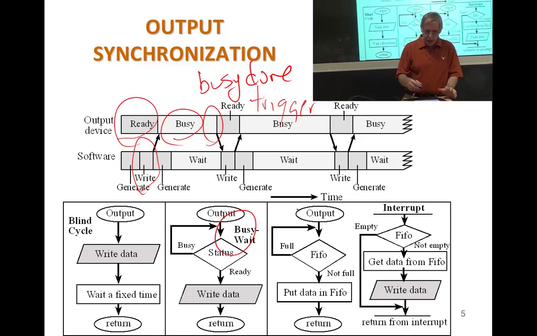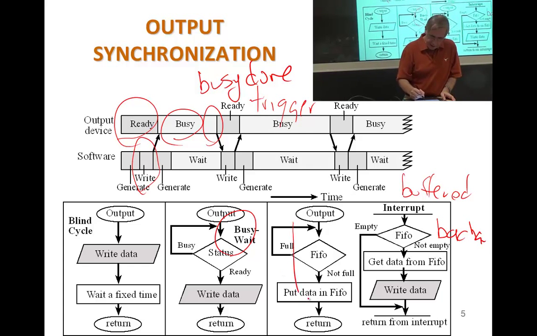Just like with the input, my favorite data structure is the FIFO, because it allows me to do buffered I/O. Buffered I/O is a fancy name to say we're going to run in the background. We're going to run in the background here, and we're going to pass data into the background through a buffer. In this case, the first in, first out, order preserving FIFO.